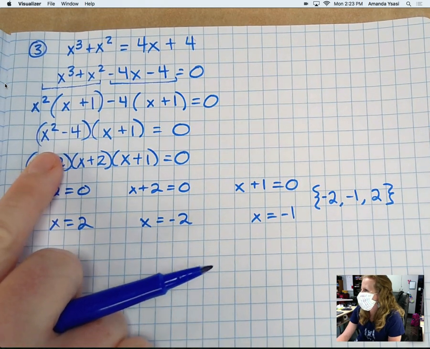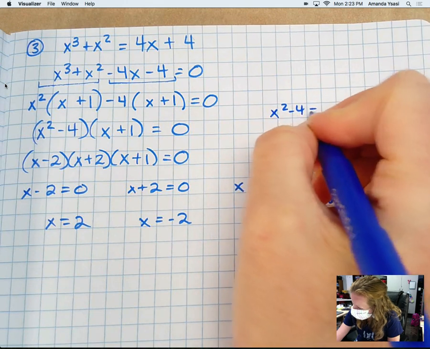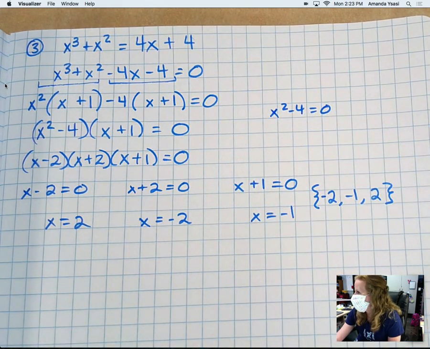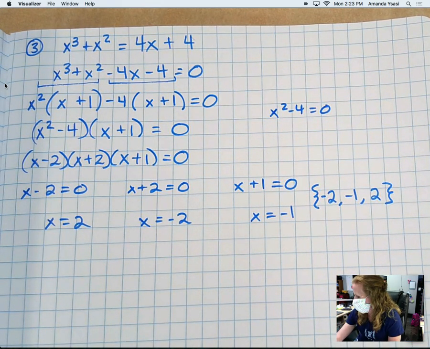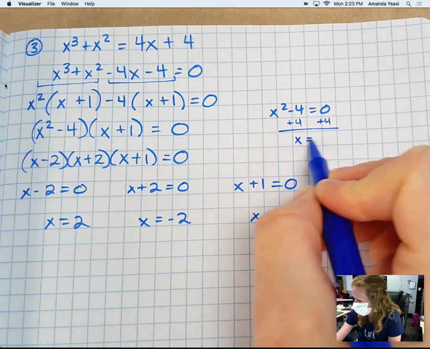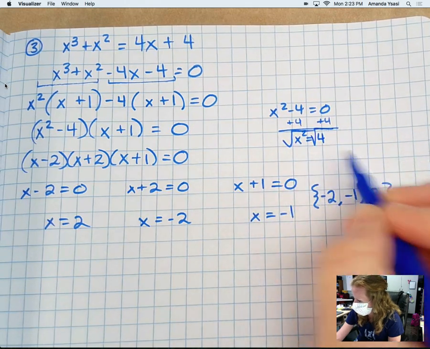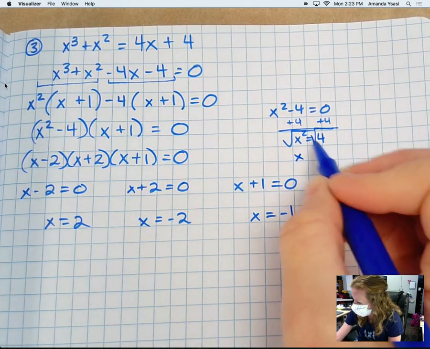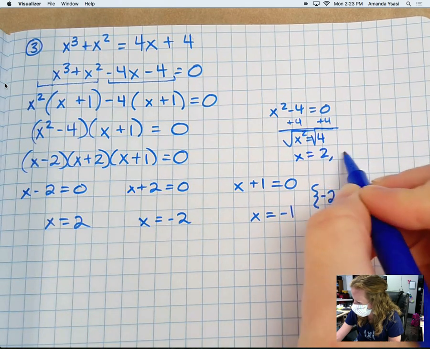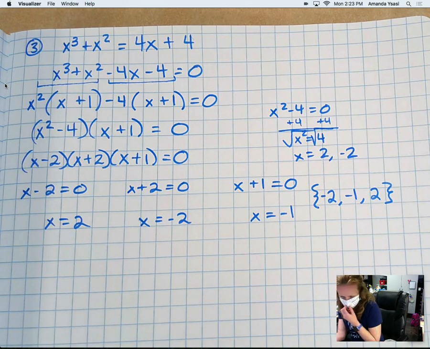We could have left this just like this and done x squared minus 4 equals 0. And we still would have come up with 2 and negative 2 because we would have added 4. So if you don't remember difference of squares, that's okay because you'll be covered if you do it that way. Because that'd be 2 and negative 2. So that's just another way of looking at it.